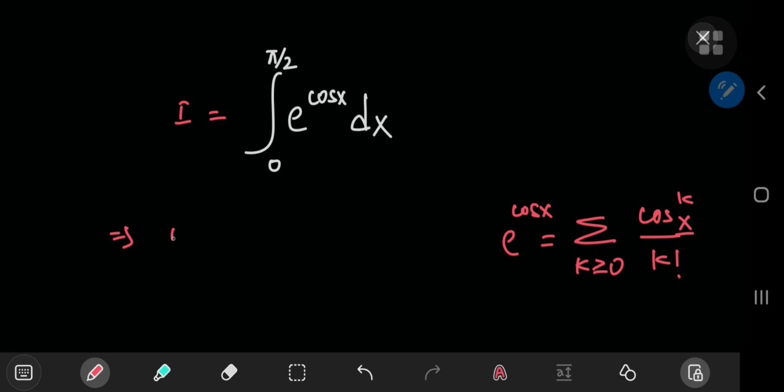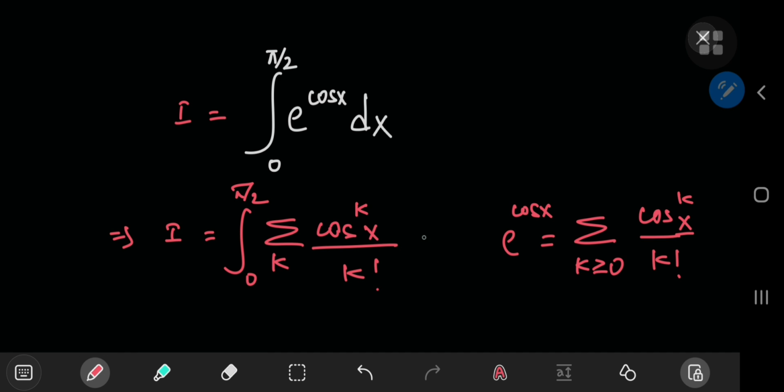And this series expansion implies that we have the integral from 0 to pi by 2 of the infinite sum over k of cosine to the k of x divided by k factorial. Now here's the golden question. Can we switch up the integration and the summation operators? Well, that depends upon convergence.